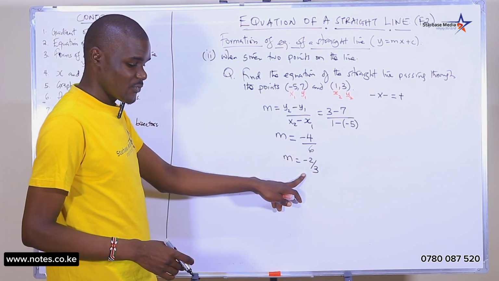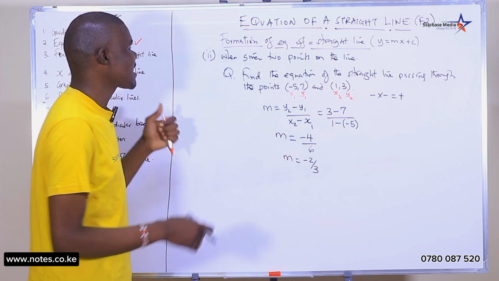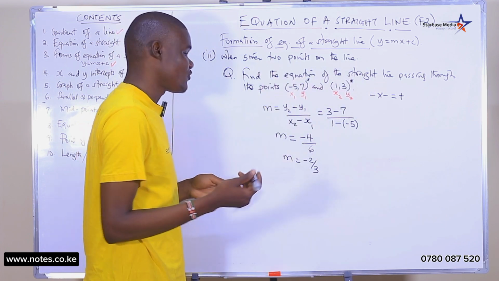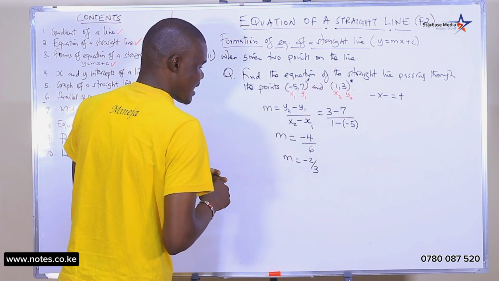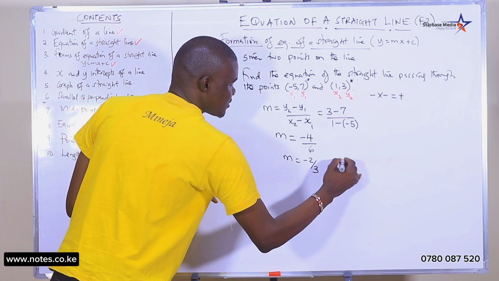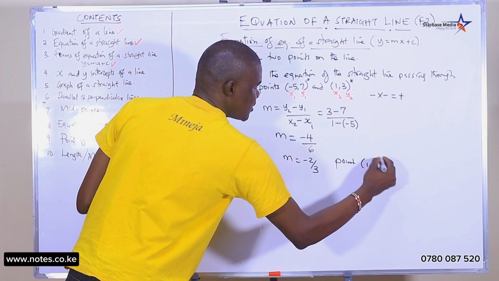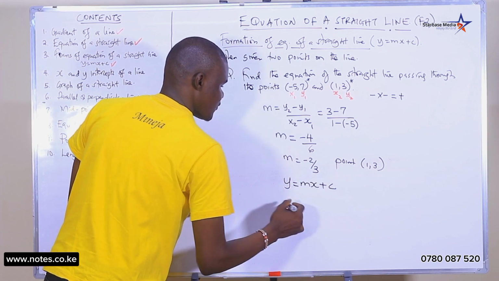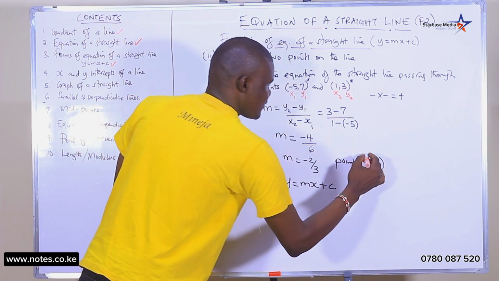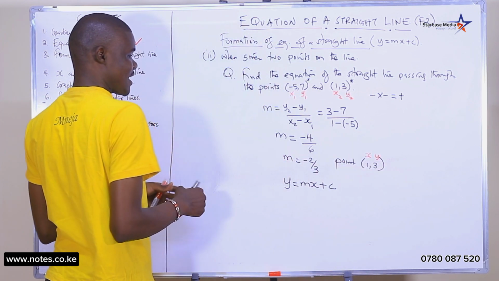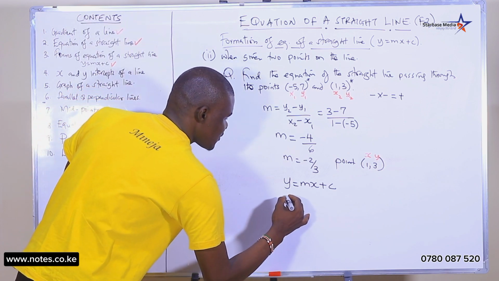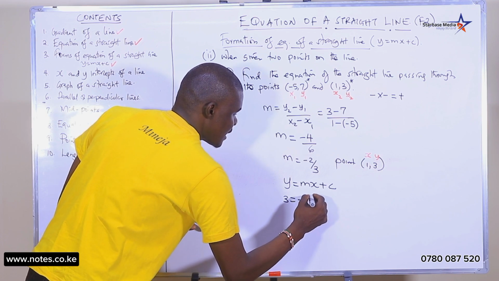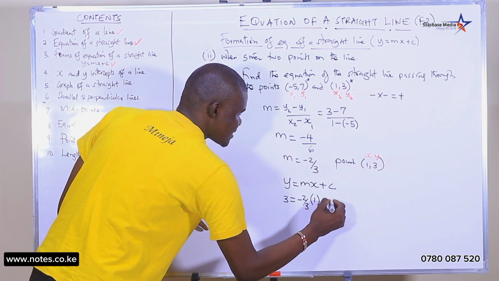With this m, you can do what we did previously. You take a point. You can either take this point or you take this point. You substitute and you form your equation. So with this one and our point 1, 3, we can substitute. We say y is equals to mx plus c. So our y, remember this is x and y. When you label it, it makes your work easier in terms of substitution. So this is 3 is equals to m, which is negative 2 over 3, x you have 1, plus c.